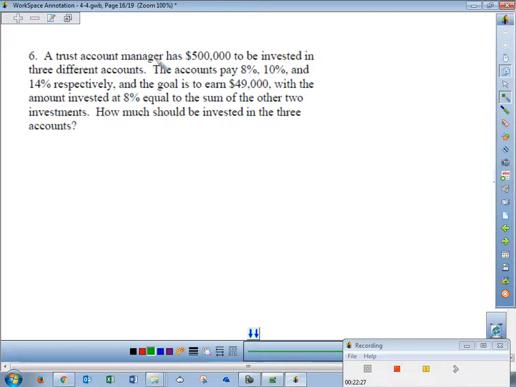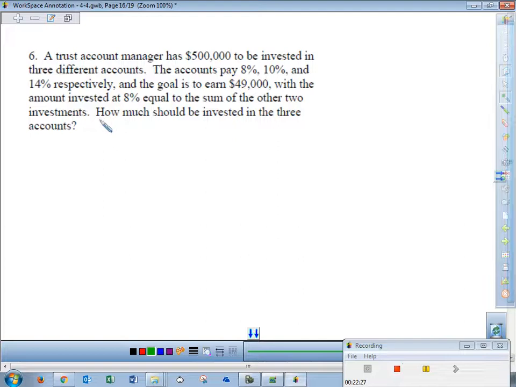A trust manager has $500,000 to be invested in 3 different accounts. This is what the accounts pay in percentages, respectively, and the goal is to earn $49,000 with the amount invested at 8% to equal the sum of the other 2 investments. So don't let all that mumbo-jumbo confuse you. That's just reading it for a general overview. Go through it one step at a time.